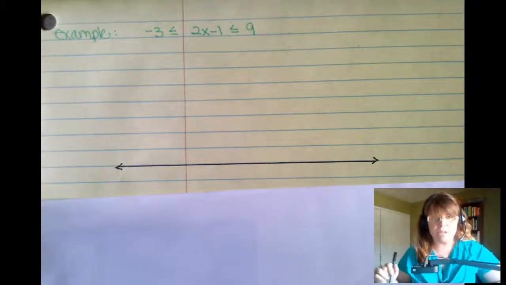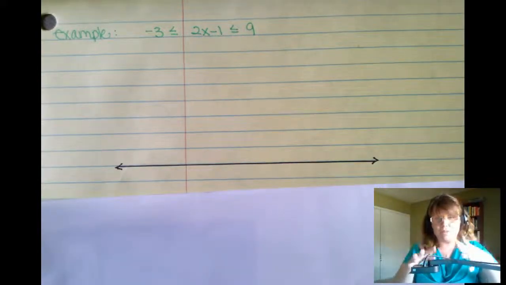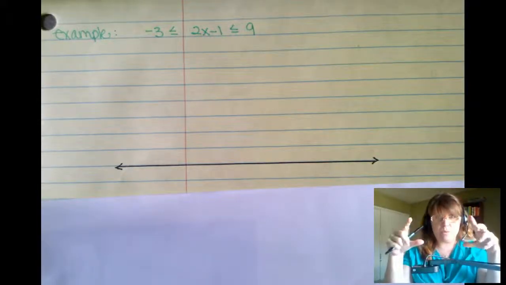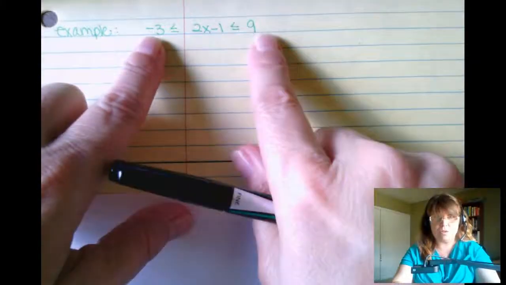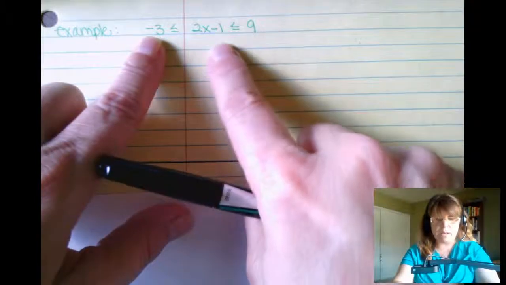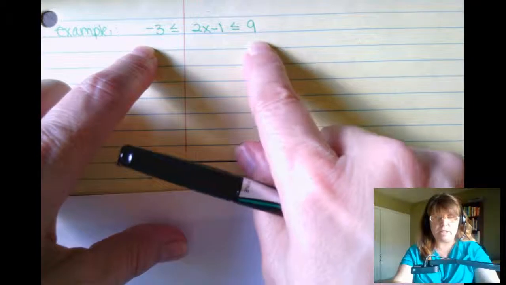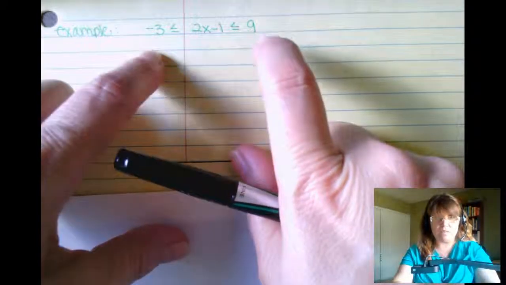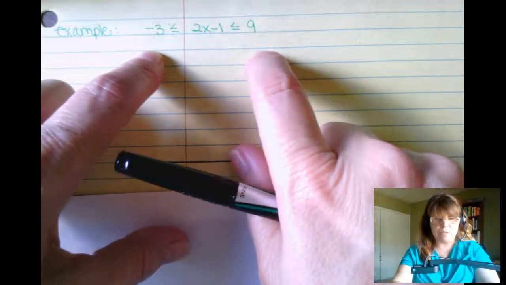Sometimes compound inequalities are written all together. So there's a couple ways of looking at this problem. One is we treat it as one big unit. And if we treat it as one big unit, what I do to one side, I have to do to the other sides. For example, if I add 1, I have to add 1 to the -3 as well as add 1 to the 9. If I'm going to divide by 2, I have to do it to the negative 2 and the 10.